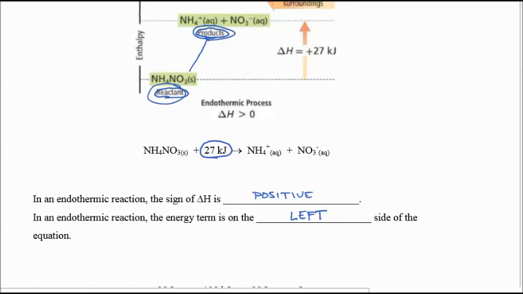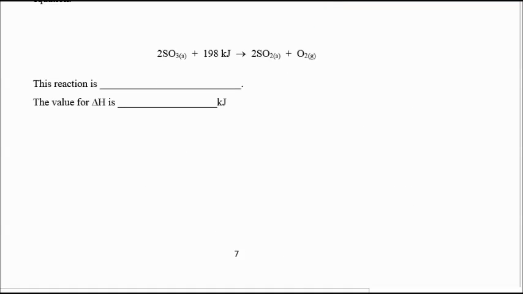So here we have a thermochemical equation. This reaction is endothermic because the energy term is left of the arrow, and the value for delta H is 198 kilojoules, and since it's an endothermic reaction, it's a positive 198 kilojoules.